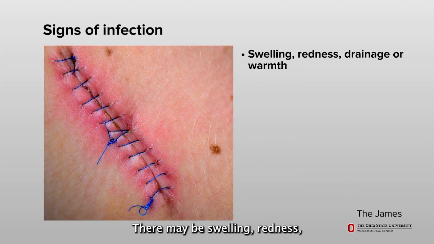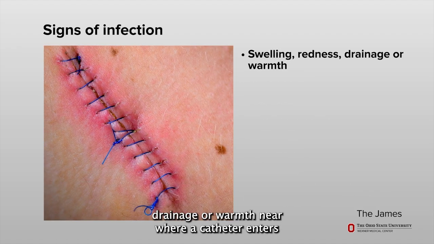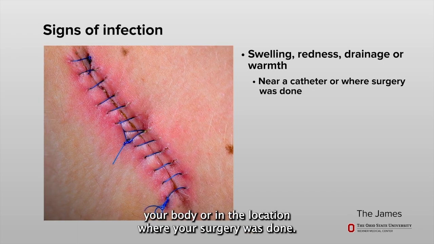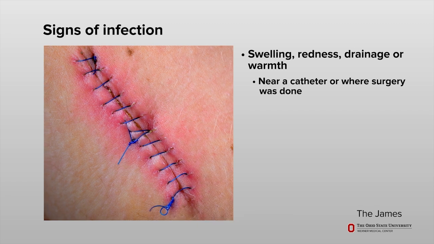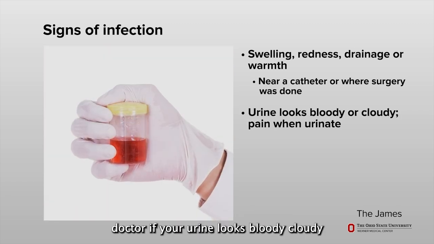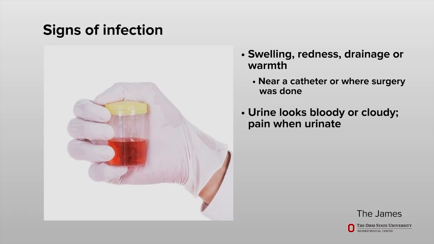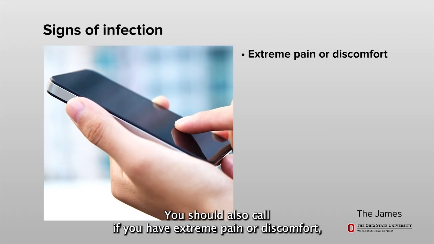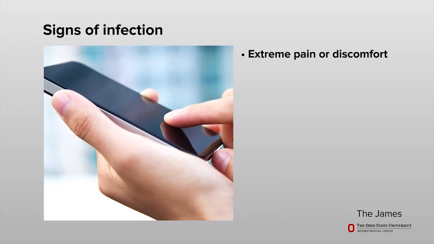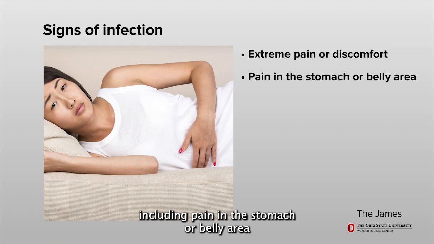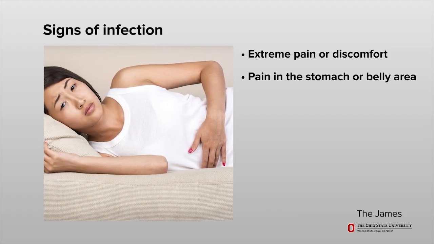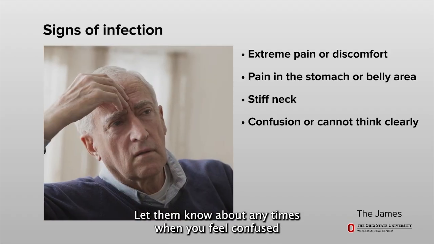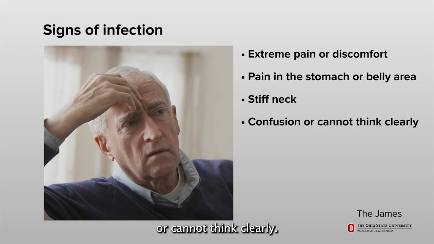There may be swelling, redness, drainage, or warmth near where a catheter enters your body, or in the location where your surgery was done. Tell your doctor if your urine looks bloody, cloudy, or if you have pain when you urinate. You should also call if you have extreme pain or discomfort, including pain in the stomach or belly area, or a stiff neck. Let them know about any times when you feel confused or cannot think clearly.